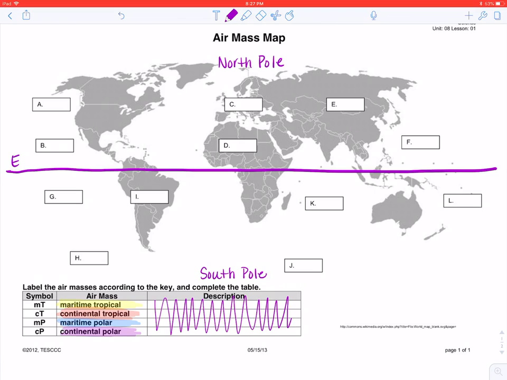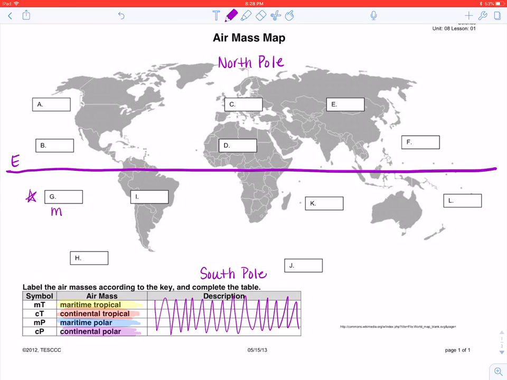You can just cross out this description here. We're not going to use anything since we have the words at the top of our page. So I'm going to start here at letter G. And I'm going to ask myself, is letter G, is this air mass over water or land? It's over water. So because it's over water, I know it's going to be maritime.